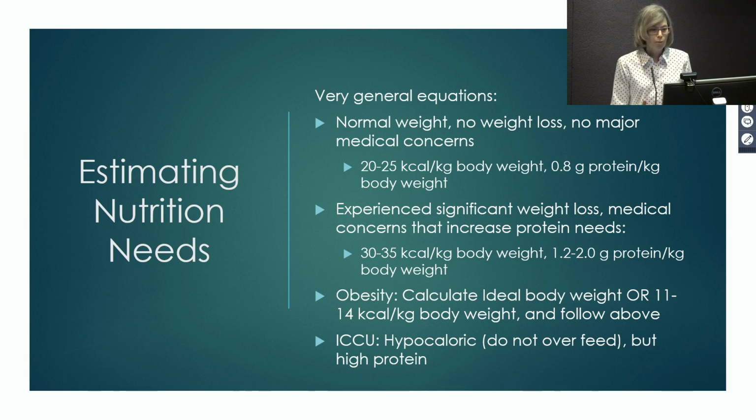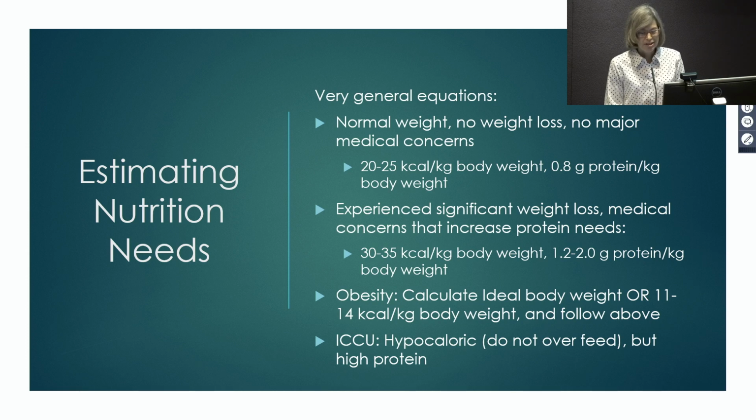So for general, normal, healthy people without any major concerns, we're going to use that 20 to 25 cal per kilogram as a ballpark area. The RDA says 0.8 grams of protein per kilogram. If they've experienced significant weight loss, though, or they've got some medical concerns that are going to increase those protein needs, we're going to shoot more like for 30 to 35 cal per kilogram, and 1.2 all the way up to 2 grams of protein per kilogram of body weight.